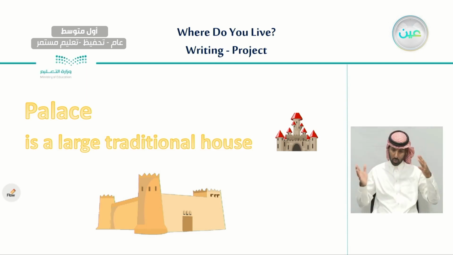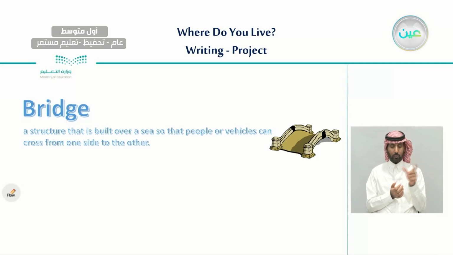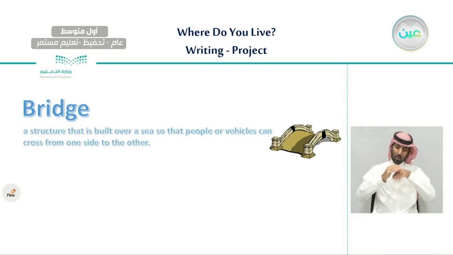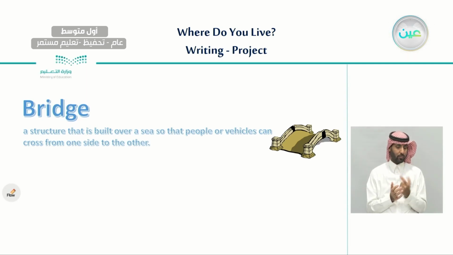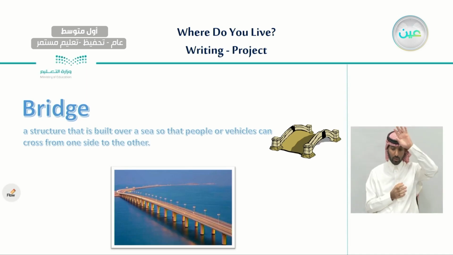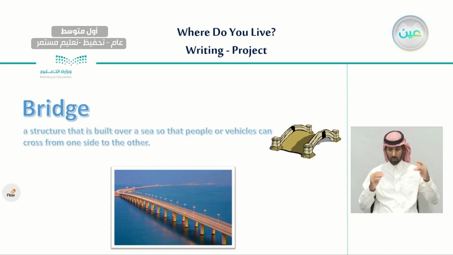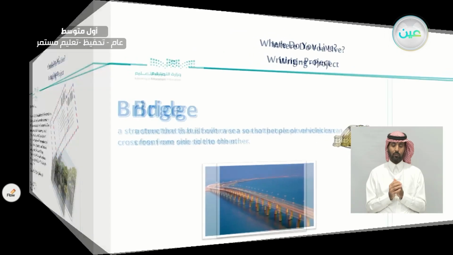It's large and traditional. The other word we have read is bridge. What do you mean by a bridge? A bridge is a structure that is built over a sea so that people or vehicles can cross from one side to another, as we can see in this picture. But we also have an example of a very famous bridge here in Saudi Arabia. Do you know what that example is? Very good. It is King Fahd Causeway or King Fahd Bridge, which is the longest bridge in the world. So as you can see here, it's a structure built over the sea so people can move from one place to another. Now, let's go back to our letter.